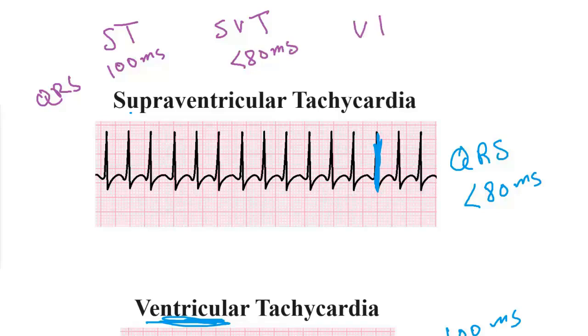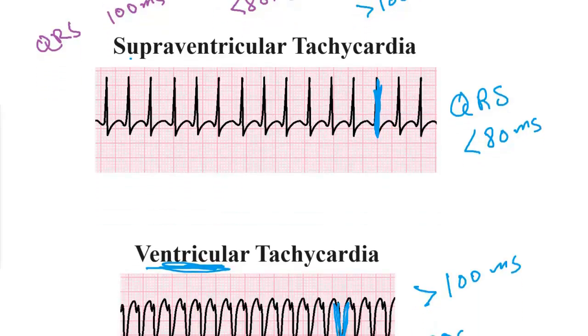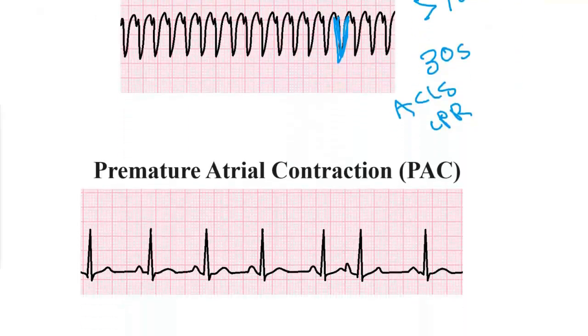And lastly, we have ventricular tachycardia. Could you tell me, where is the source of depolarization? The ventricle. And how wide or narrow is the QRS? It's pretty wide, more than 100 milliseconds. And what happens if it's sustained 30 seconds or more? Patients will undergo hemodynamic collapse, and you have to do the ACLS algorithm and CPR for these patients. Okay, so that was the summary of these.